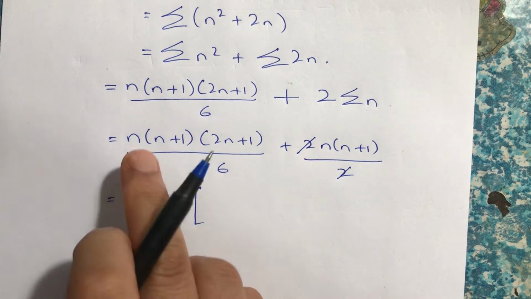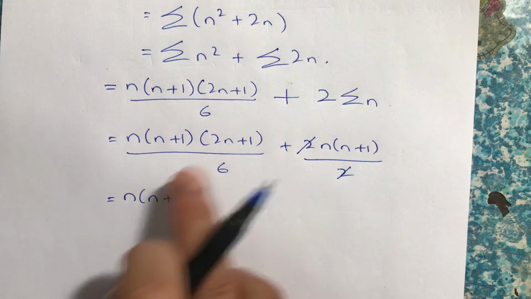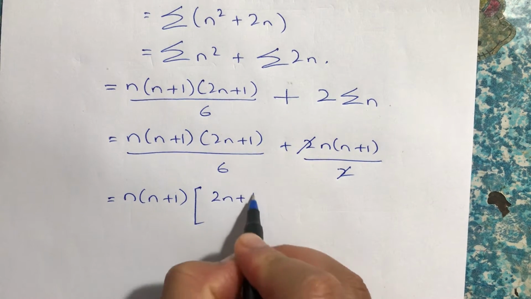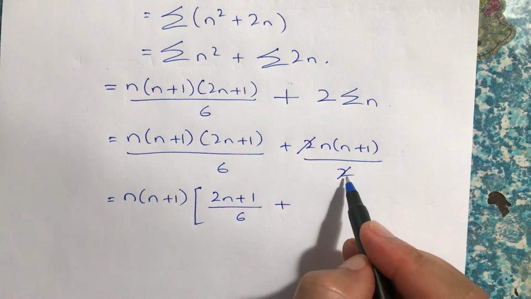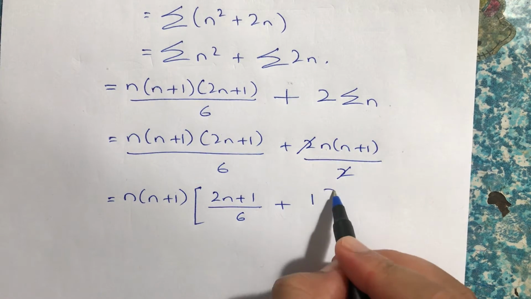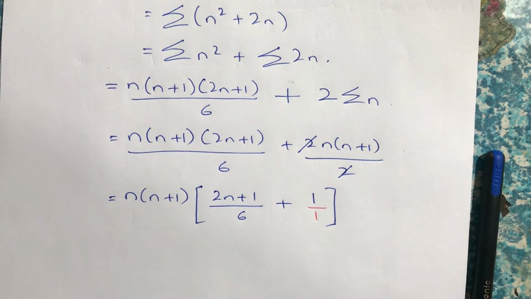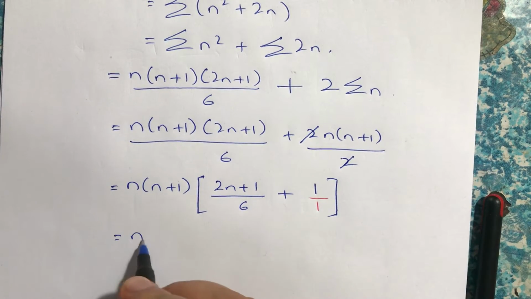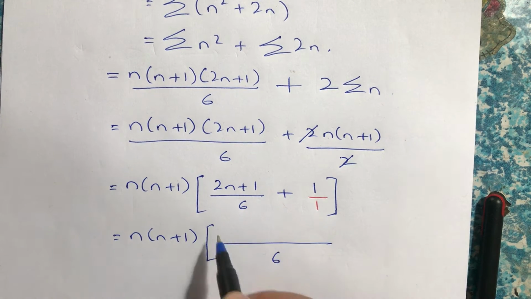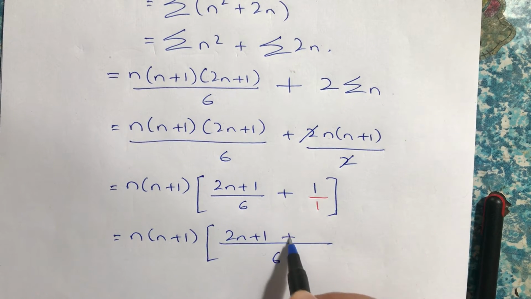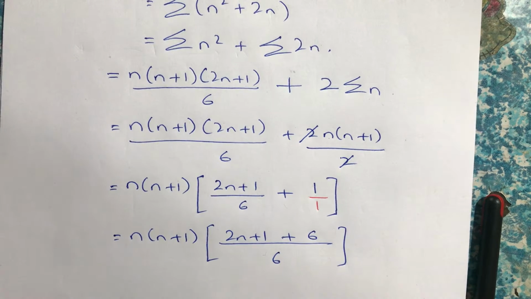If I take n plus 1 common from here, what am I left with? I'm left with 2n plus 1 divided by 6, and plus, if I take out the n plus 1, the 2 and 2 are already cancelled, there is nothing, which means we write a 1. Down there, if you have nothing, it's understood it's a 1, so we find the LCM. When we find the LCM, it's a 6, and then I get 2n plus 1 plus 6.